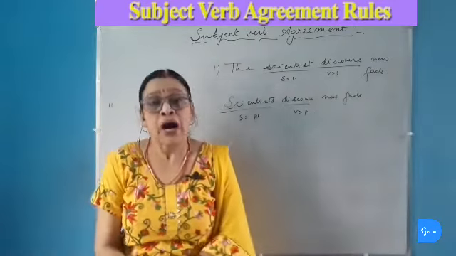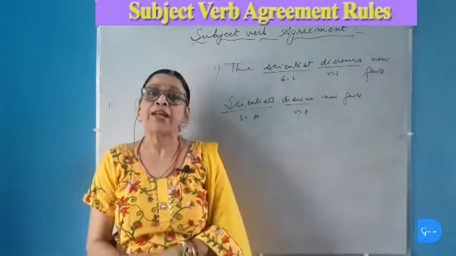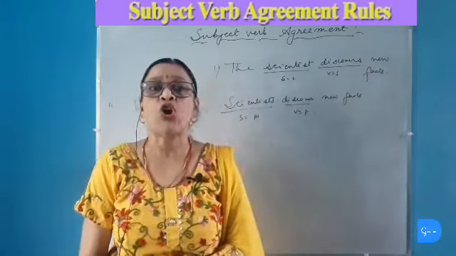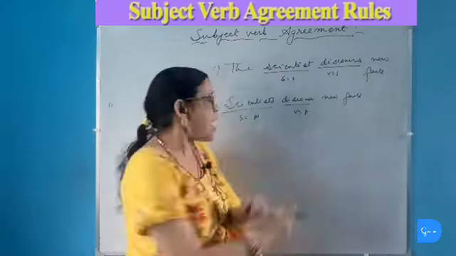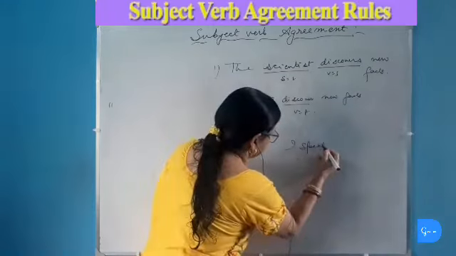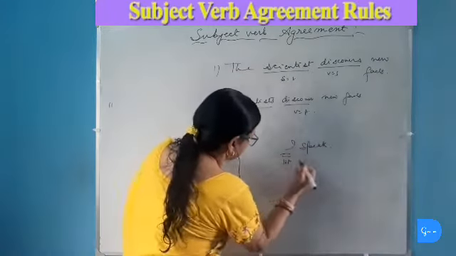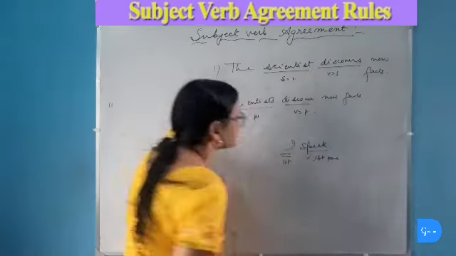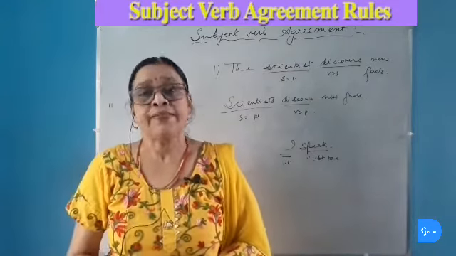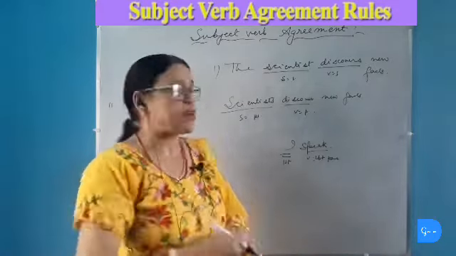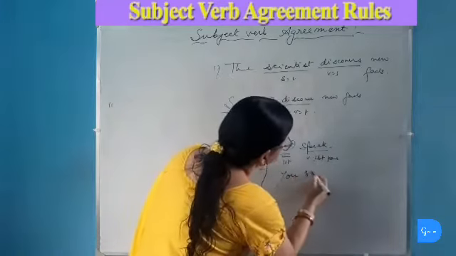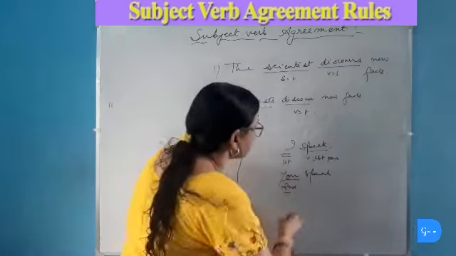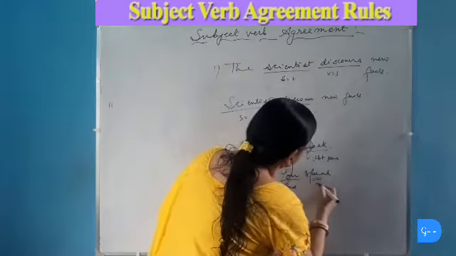Second point, a verb must agree with the subject in person. For example, if the subject is a first person, then the verb will also be of the first person. For example, I speak. First person, so verb is also of first person. If the subject is of second person, then the verb will also be of the second person, like you speak. You is second person, thus the subject is second person, so the verb is also of second person.